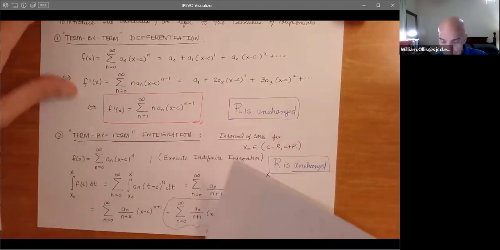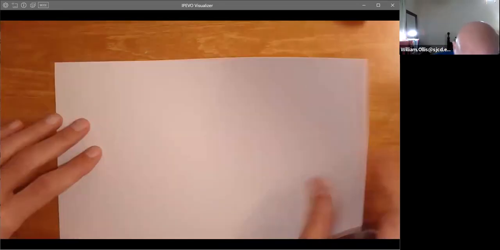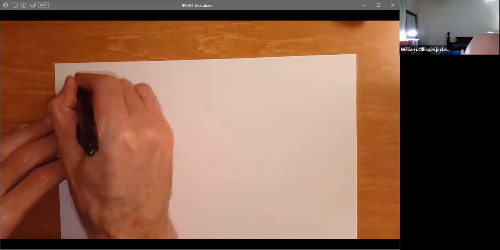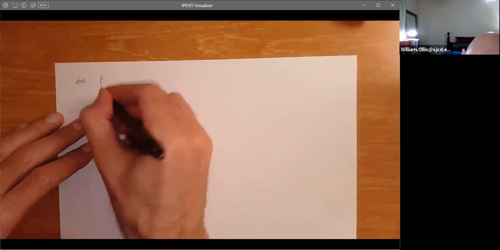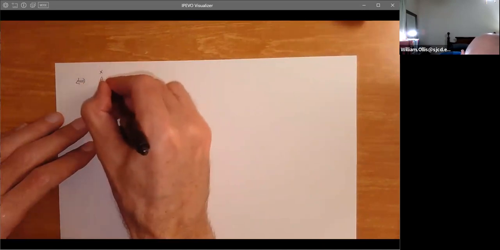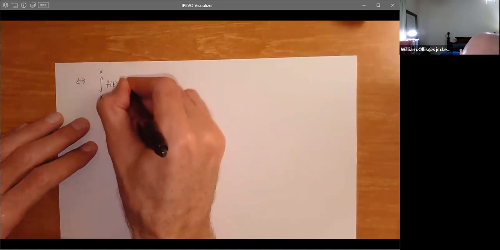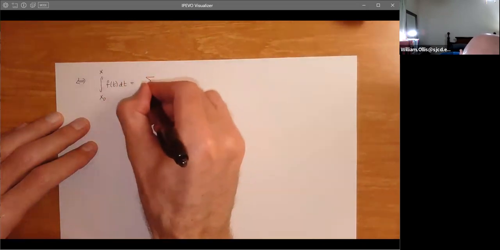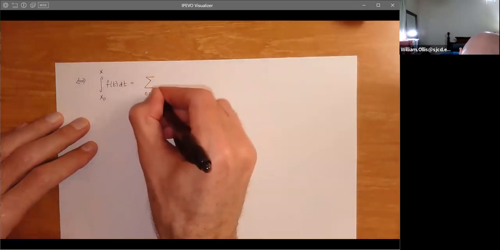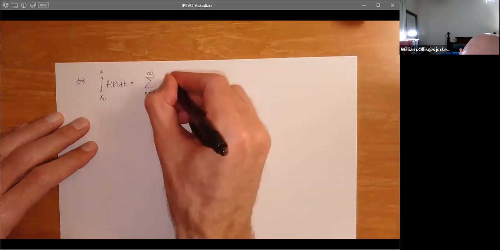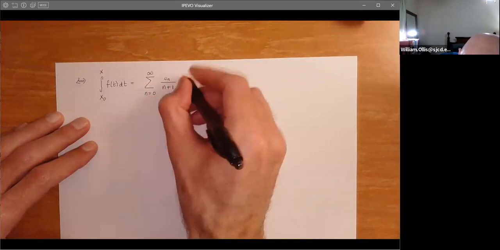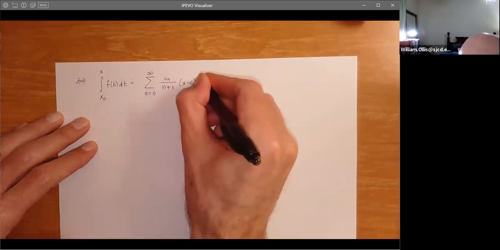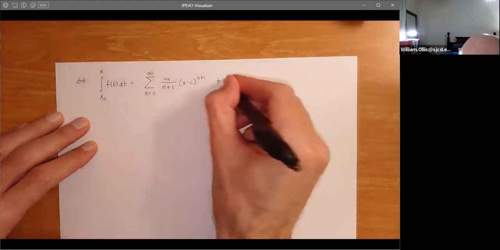So what does this give us? Well, it gives us lots of power. So if and only if the integral of the series f of t dt is now the series n equals 0 to infinity, a sub n divided by n plus 1, x minus c to the n plus 1 plus a constant.